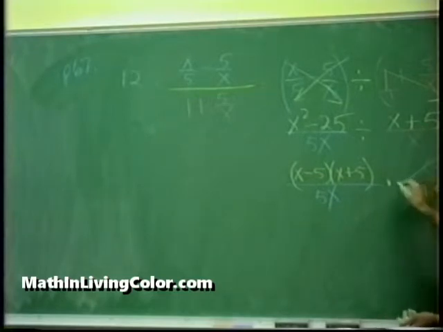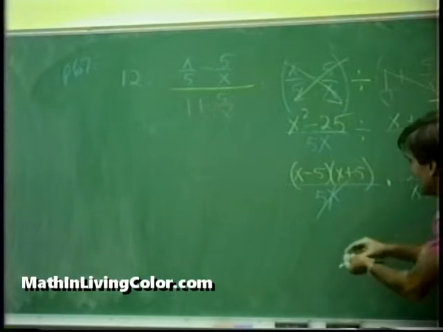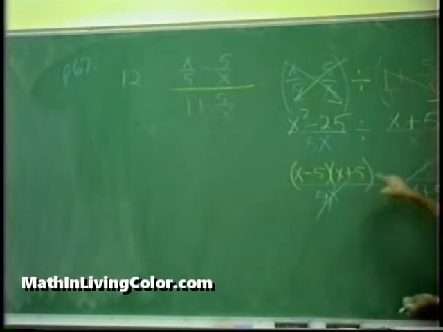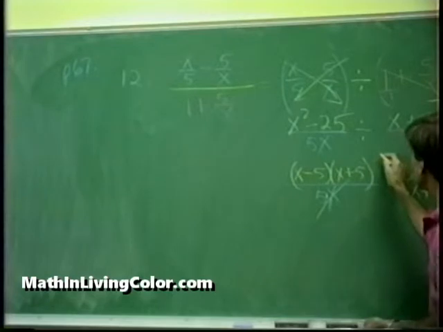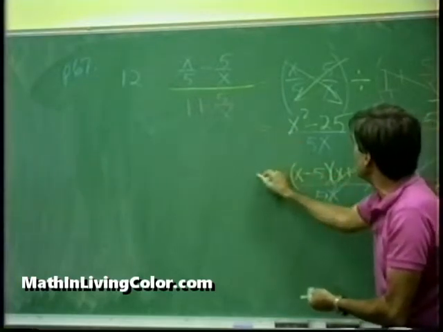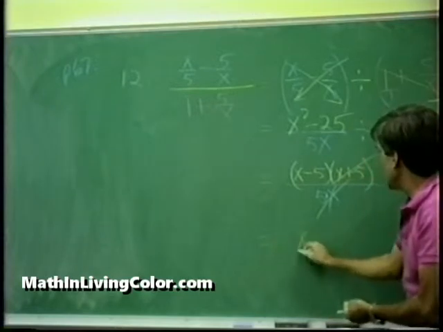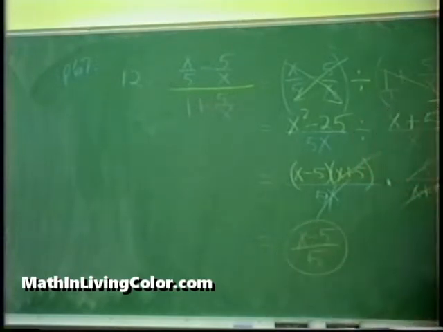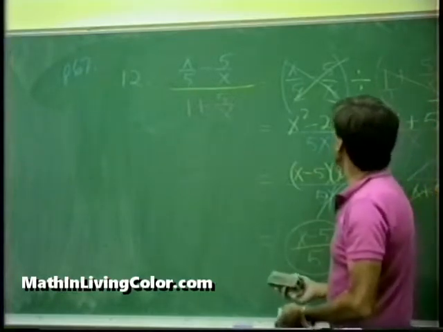The x with the x, because it's 5 times x. See, that x is a factor, and that allows you to divide out the x, in case you were wondering. And how about the x plus 5 with the x plus 5? So the final answer would be x minus 5 divided by 5. Okay? X minus 5 divided by 5. All right? Now, method 2.